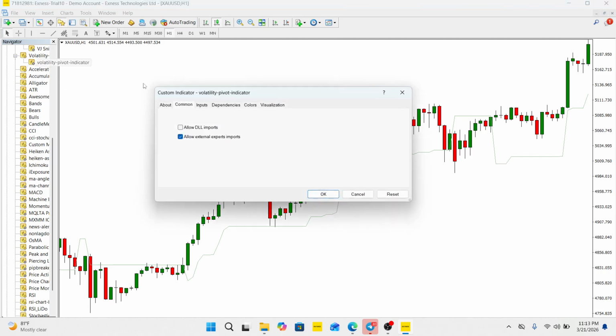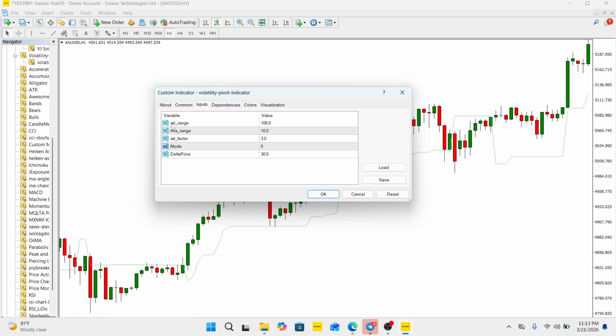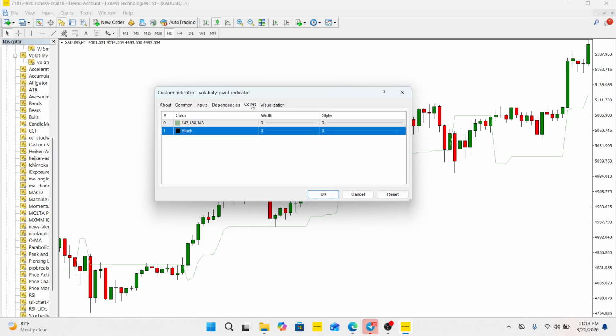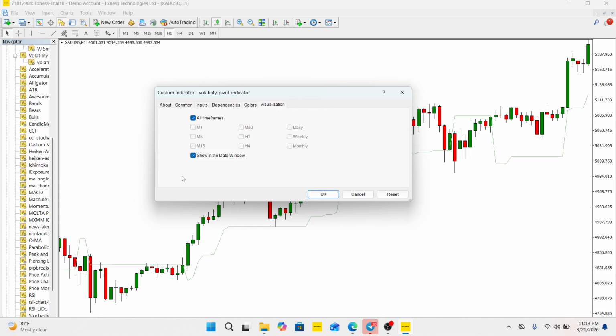Then as for the settings, let's take a look at the inputs available. So we have the ATR range, the EMA range, the ATR factor, modes, and delta price. Alright. You can also set your preferred color for the line following the price action so it stands out properly with your MT4 chart theme. And then you can trade your preferred time frames as well.